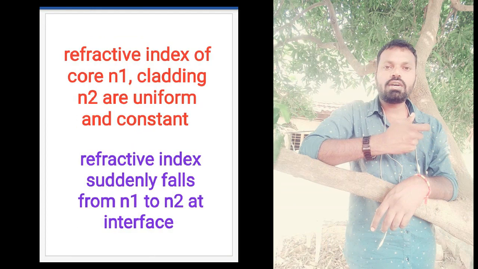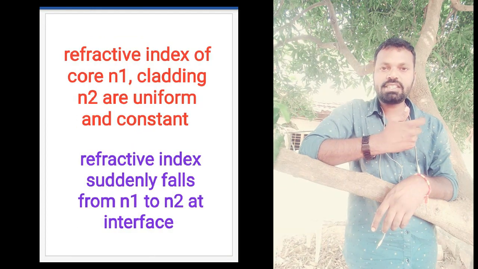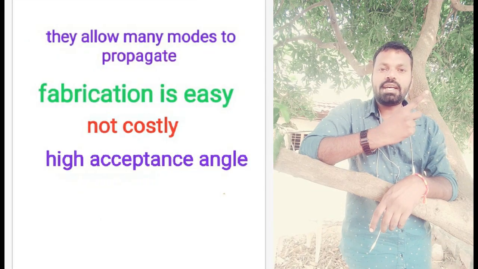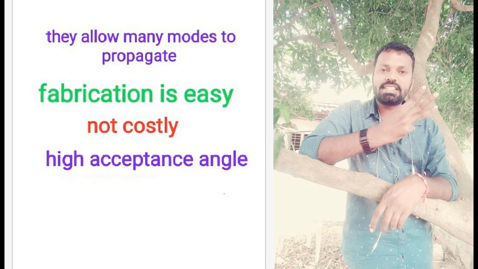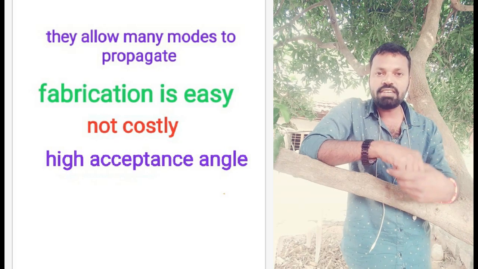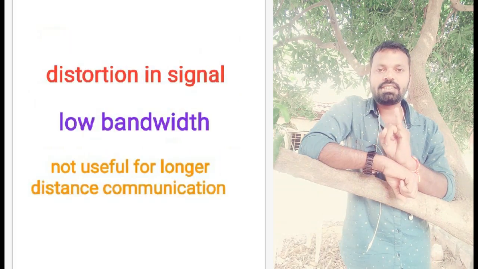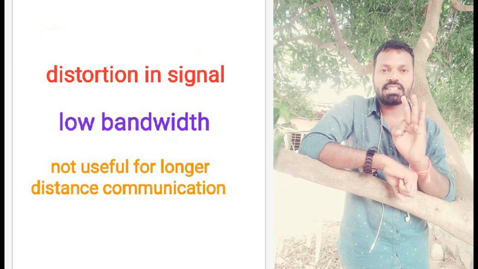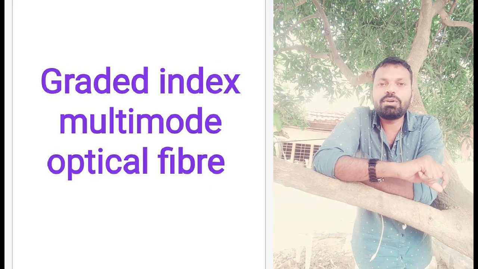The advantages of step index multimode optical fibers are they allow many modes to propagate through the channel at a time, the acceptance angle is very large, and they are not so costly when compared with step index single mode optical fibers, and fabrication is also less difficult comparing with the other. The disadvantages are low bandwidth and a little bit of distortion, and also they are not useful for longer distance transmissions.